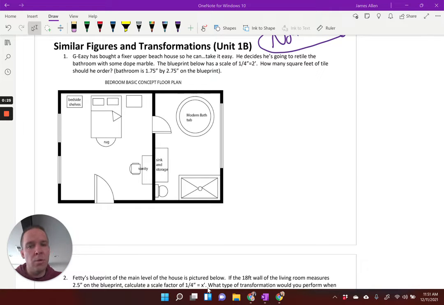All right. He decides he's going to retile the bathroom with some dope marble. Ooh, marble tile. The blueprint below has a scale of 1/4 inch equals 2 feet. How many square feet of tile should he order? The bathroom is 1.75 inches by 2.75 inches on the blueprint, so we don't have to actually measure it right here. It's just going to tell us what it is.